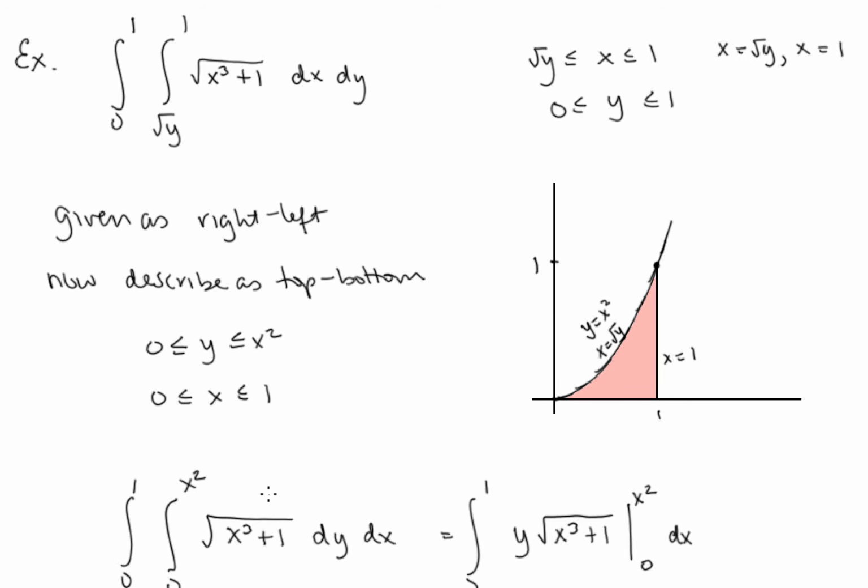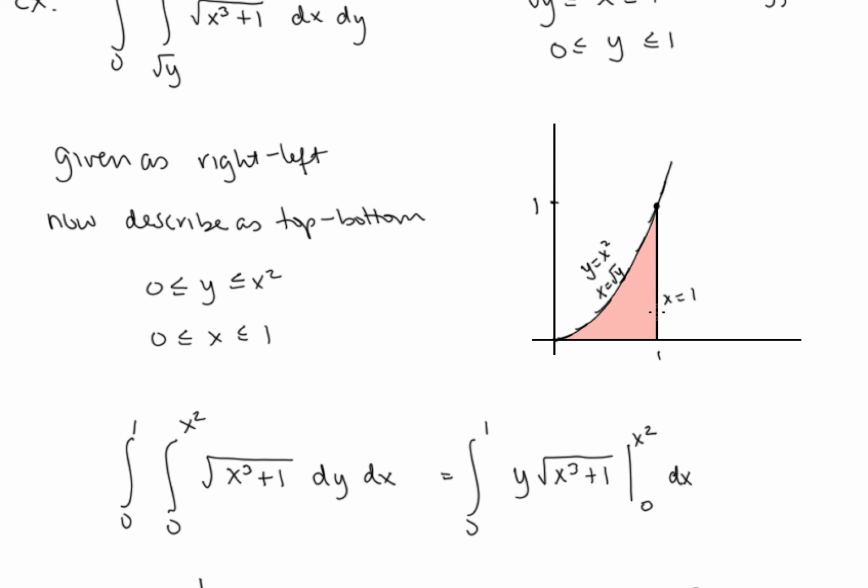And now we want to describe this region instead of right to left as top to bottom, right? We were given it as a right to left region. Now we want to describe it as a top to bottom region. So top to bottom, we've got y going from y equals 0 to y equals x squared. So y varies from 0 to x squared. And then with that, x varies from 0 to 1. So y goes from 0 to x squared, and then x goes from 0 to 1.